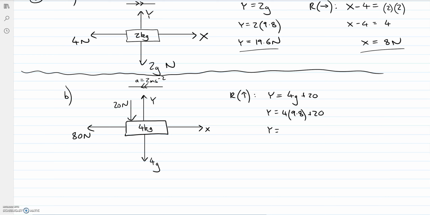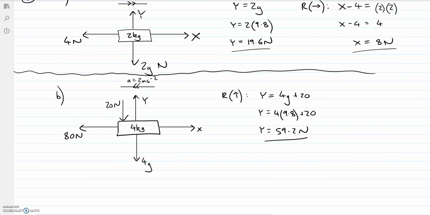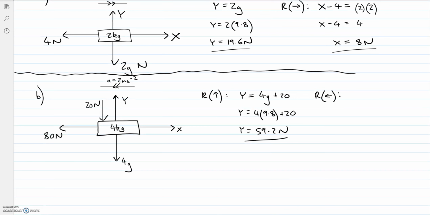So we can stick that in our calculators or however you want to work it out. So we should get 59.2 newtons for y, because again, it's not going up or down, it's moving from right to left, so it is going sideways. And then we can work out our resultant force to the left, because we know it's accelerating that way.